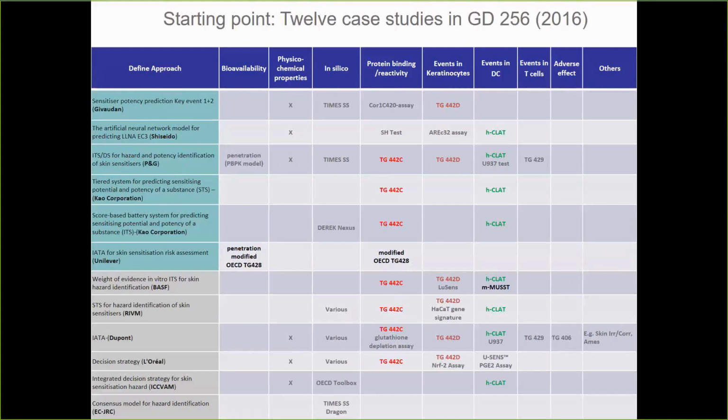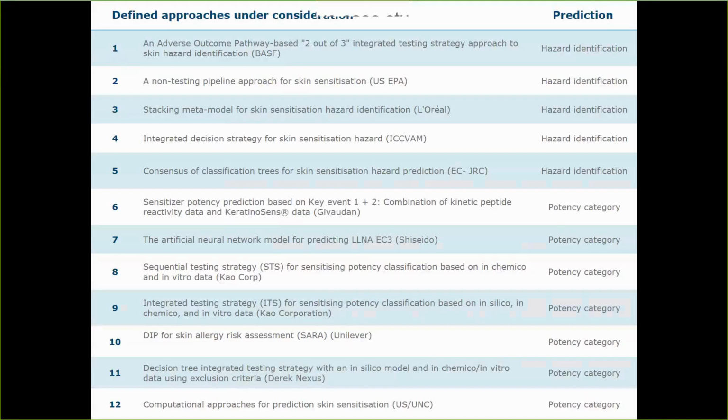But this shows the original starting point here, the 12 case studies that were presented in Guidance Document 256 and the various information sources that are included in them. And then this is the 12, and again, there's overlap between 10 of the 12 of these. It's not an identical duplication, but the 12 defined approaches that are under consideration for potential inclusion in the guideline. And you can see on the right-hand side that there are 5 of those that are limited to just hazard identification, so sensitizer, non-sensitizer, while the remaining 7 offer potency categories.